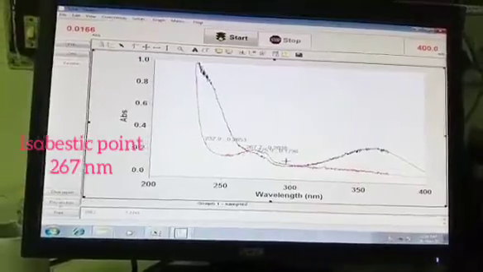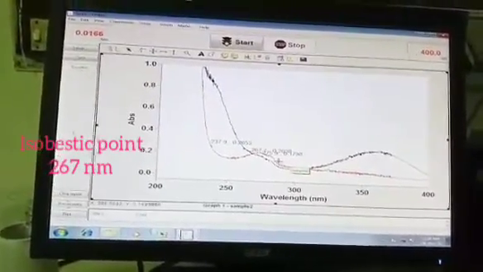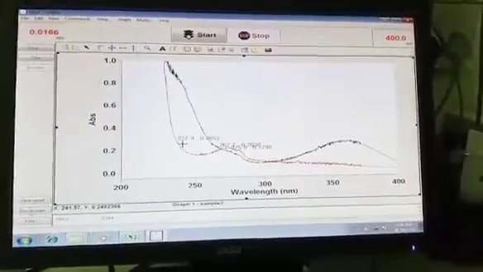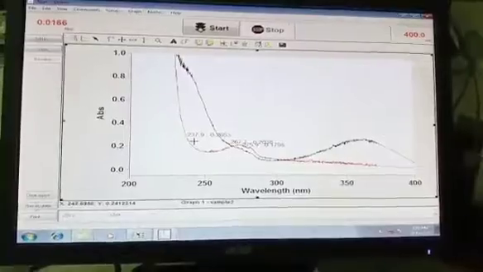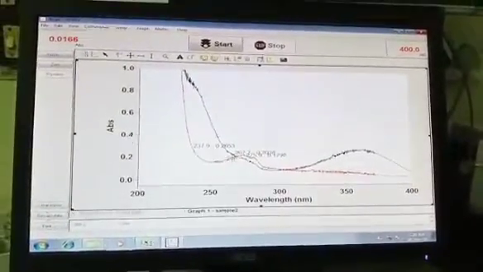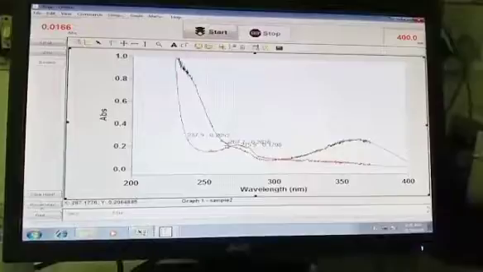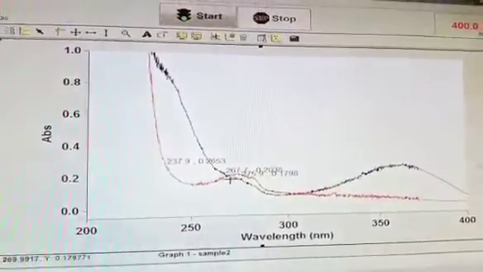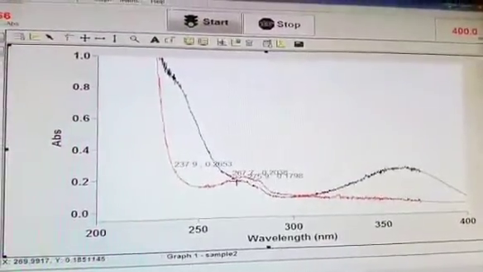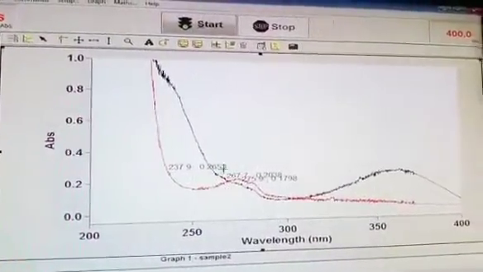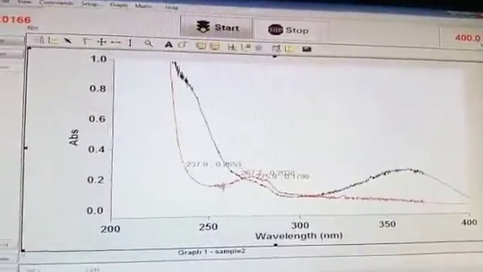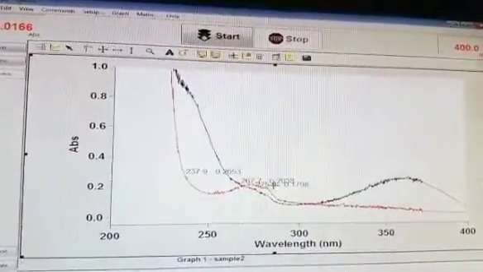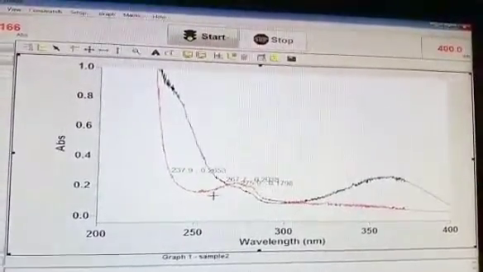So you can see the three labels. One label, 275.9, is the lambda max value of Ramipril. 237.9 nanometers is the lambda max value of metoprolol, and the isobestic point for both the drugs is 267.7 nanometers, where both the drugs show the same absorbance at this particular wavelength. This is known as the isobestic point, where the absorbance is 0.2038 for both the drugs.